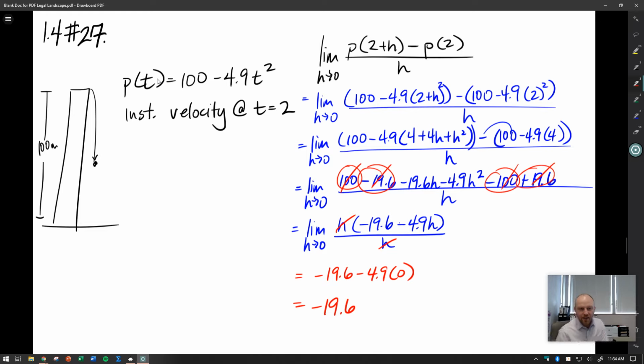Now let's label it correctly. How fast is the object falling? So this is a rate of change. Remember that the velocity is another way of saying rate of change. And in this case, we are talking about meters and seconds. So this is negative 19.6 meters per second.